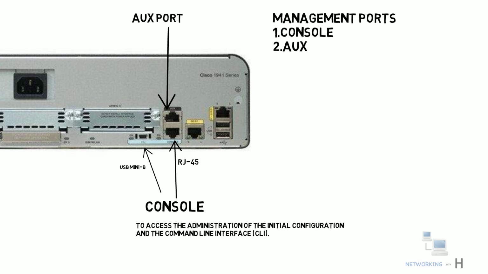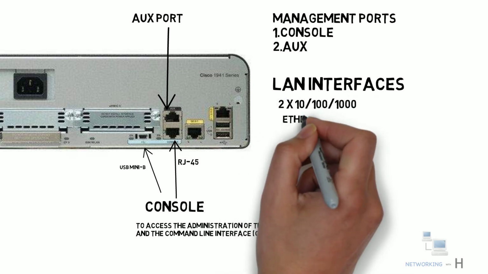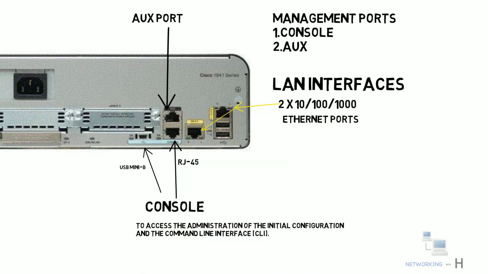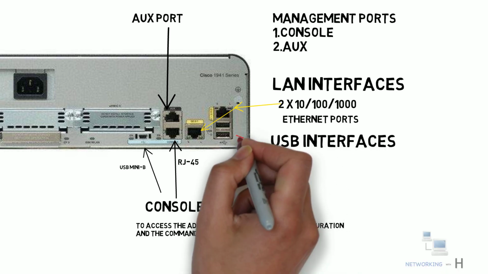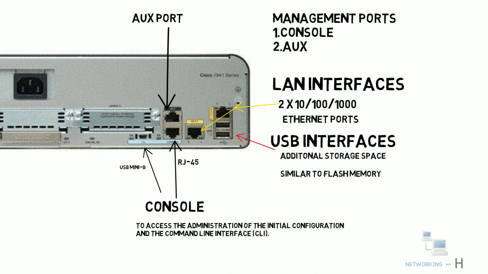Next we have LAN interfaces, which include two integrated 10/100/1000 Ethernet ports. Interfaces with GE0/0 and GE0/1 labels can be seen. Generally, they are used to provide LAN access by connecting with switches or interconnecting to another router. Then we have USB interfaces. Two USB host ports are included for additional storage space. Ports with USB 0 and USB 1 labels provide additional storage space similar to flash memory.